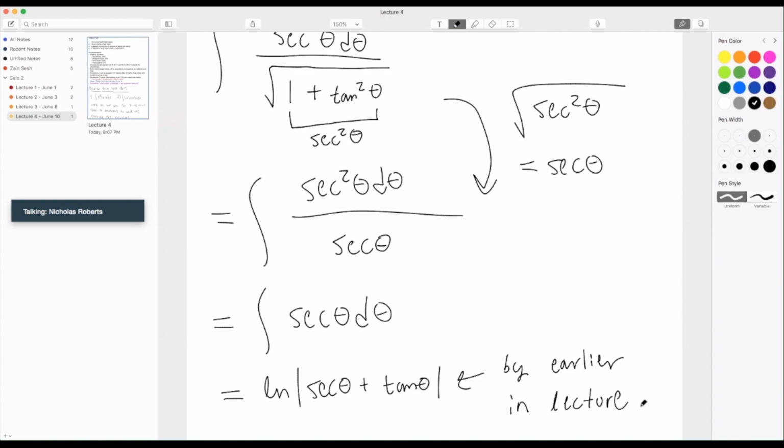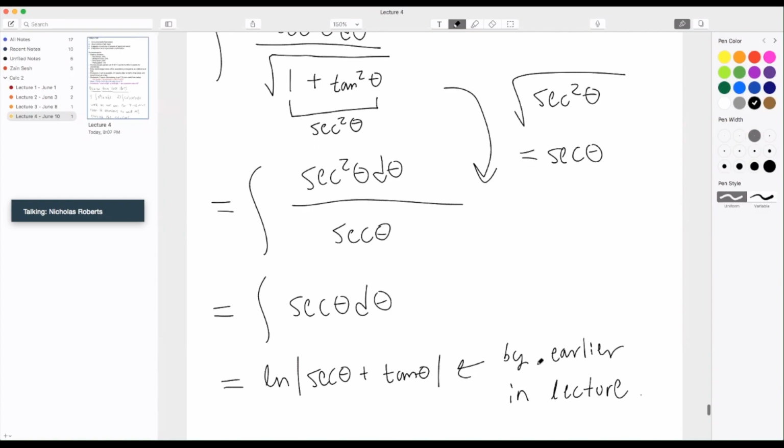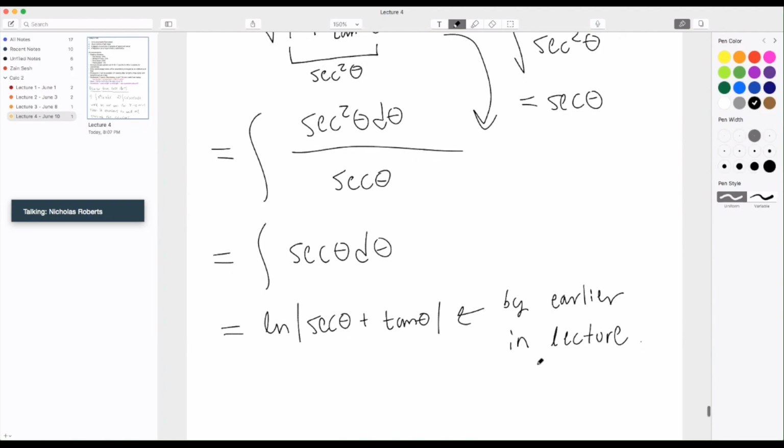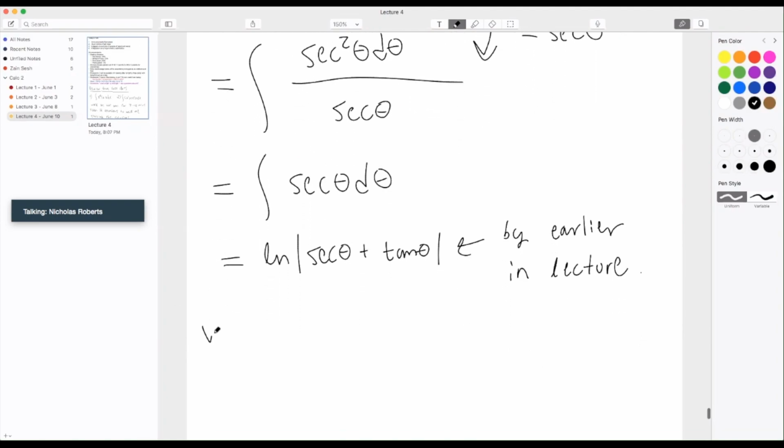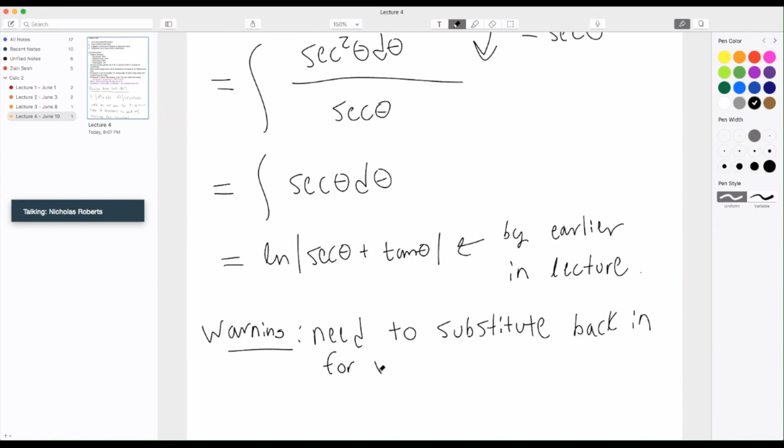So this was not that bad, but we're not done yet. Let me put another warning: need to substitute back in for x. As I said before, I've had students in the past stop here, and that's not good, because the problem is not finished. We need to substitute back in for x.